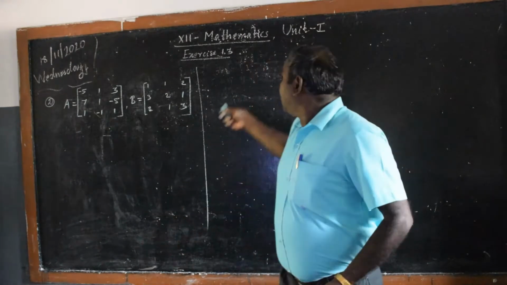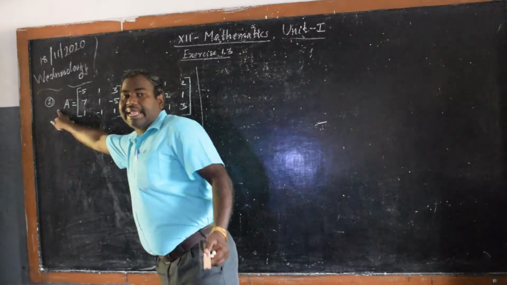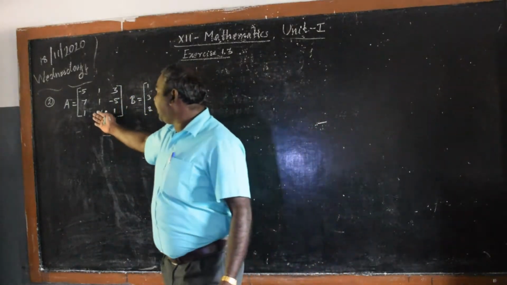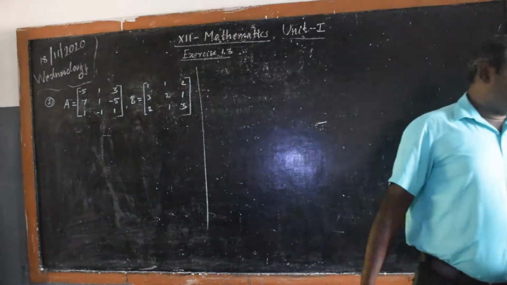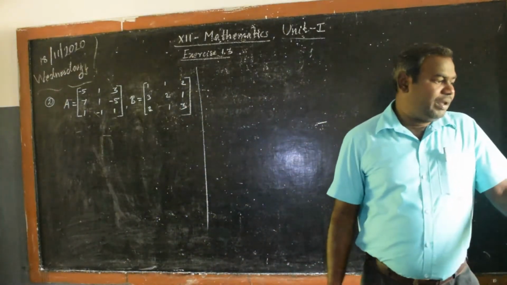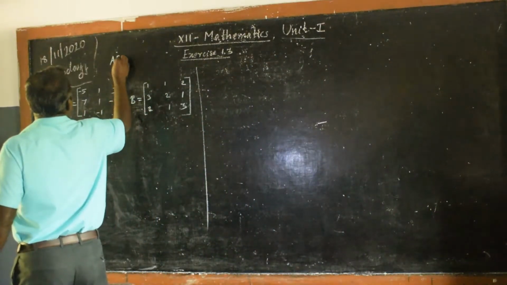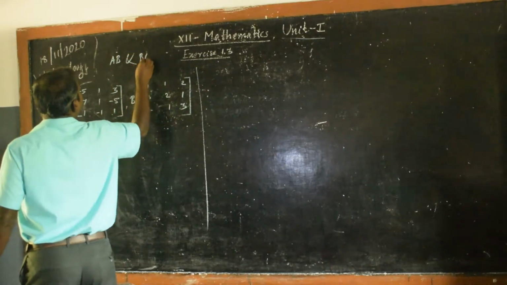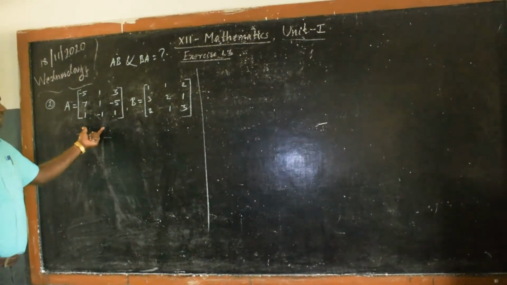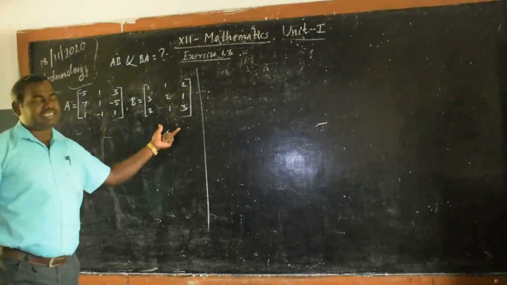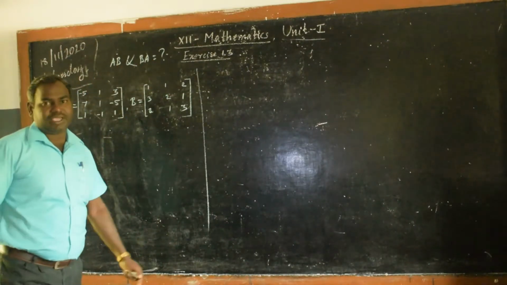Now discussing Unit 1, exercise 1.3, sum number 2, second sum. If A equals a given matrix and B equals another matrix, find AB and BA, the product of two matrices. This is our first question: A equals the given matrix and B equals another matrix, to find the product of two matrices AB and BA.